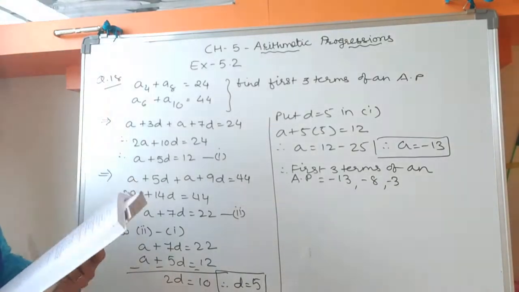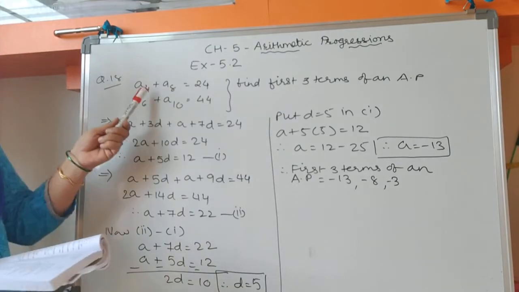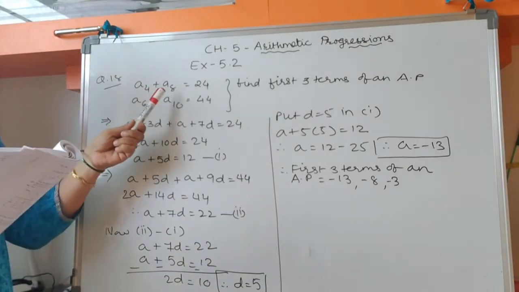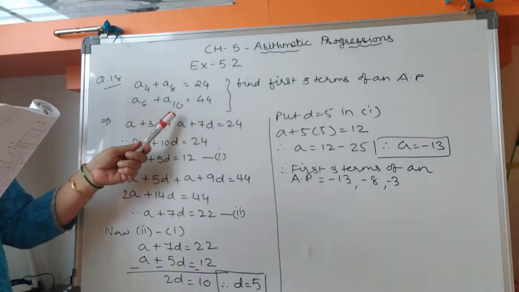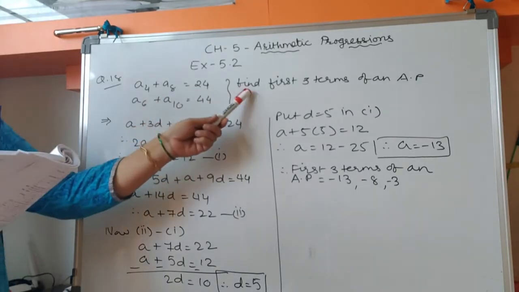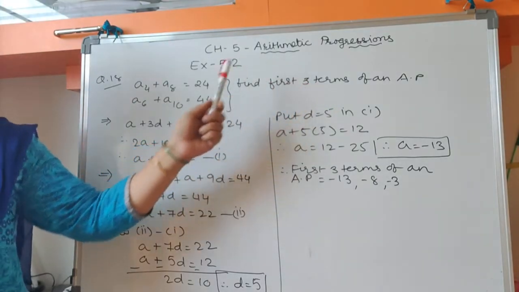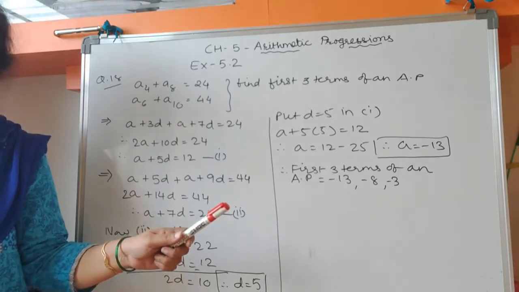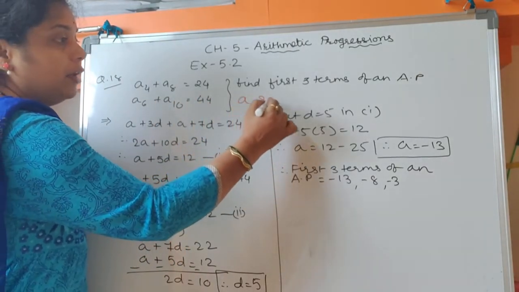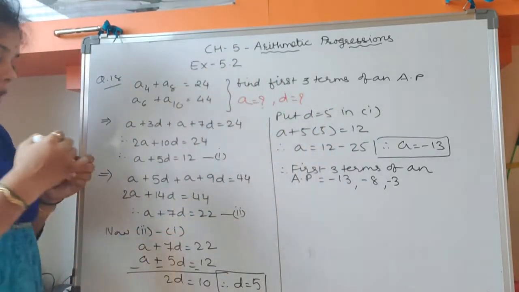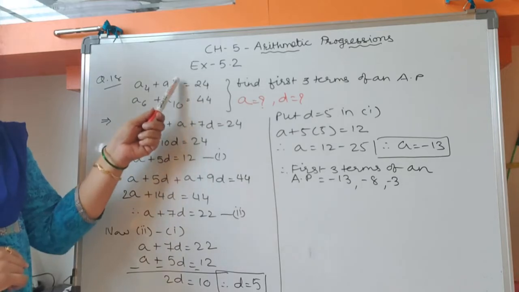Now in question number 18, the sum of the fourth term and the 8th term is given, it is 24. The sum of the 6th term and the 10th term is given as 44, and they are asking to find the first 3 terms of an AP. To find any term, what we need are the values A and D. Now we are going to get these 2 values by using these 2 given numbers.